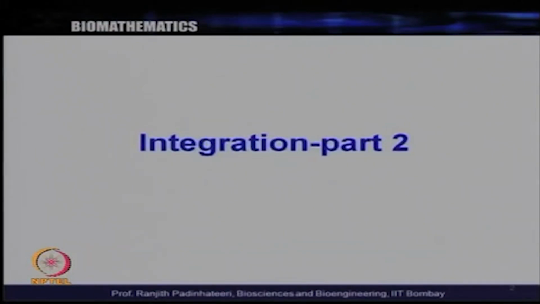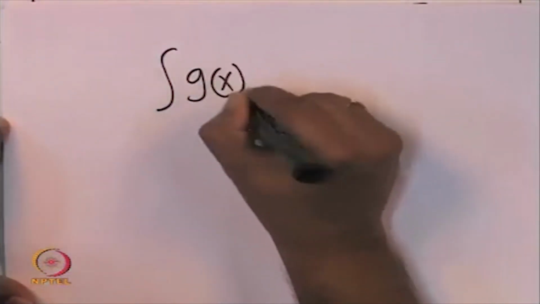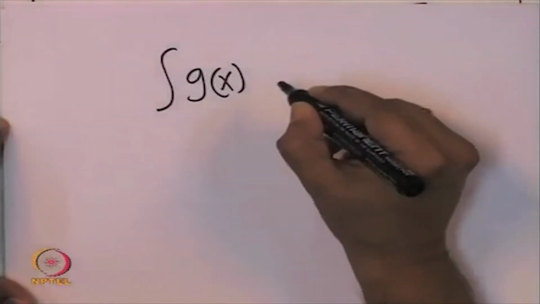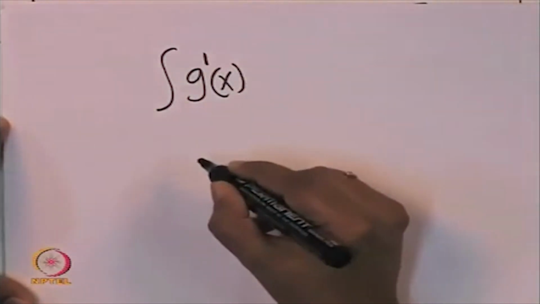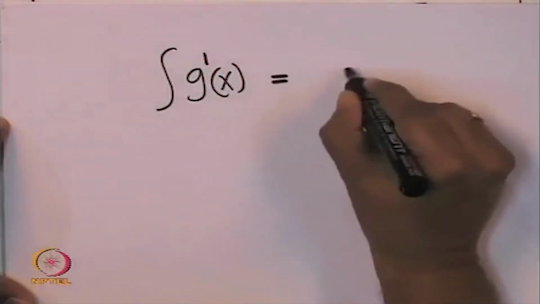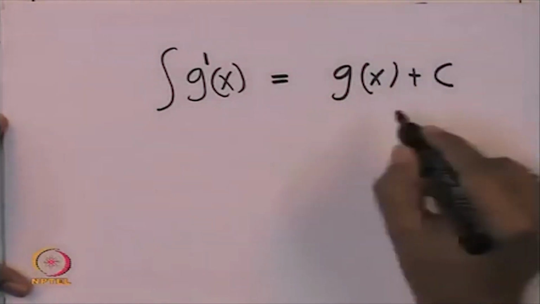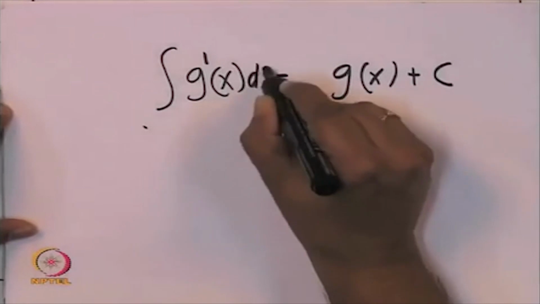Okay, so what we basically discussed in the previous lecture is two things. We discussed indefinite integrals and definite integrals. We said in the class that if you have a function which has an integral, let us say the integral of g prime of x, the answer could be g of x plus some constant c.